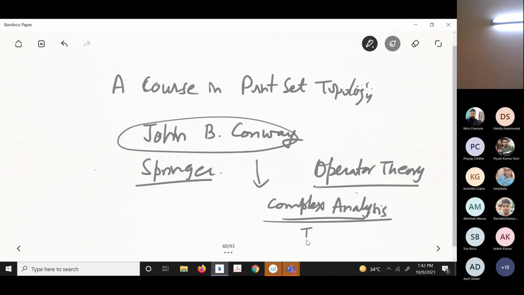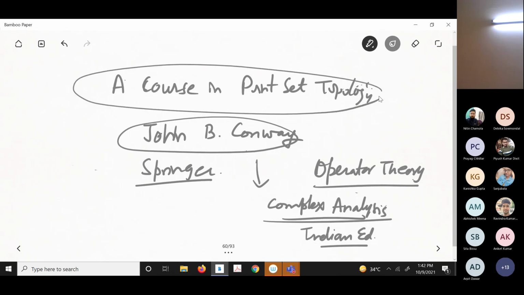An Indian edition is available for that one, but for this book I am not very sure about an Indian edition, but you can try on the net. It's not a big book. It is less than 150 pages, in total 142 pages. But it's a very good book because Conway is a very good writer. He's still alive.